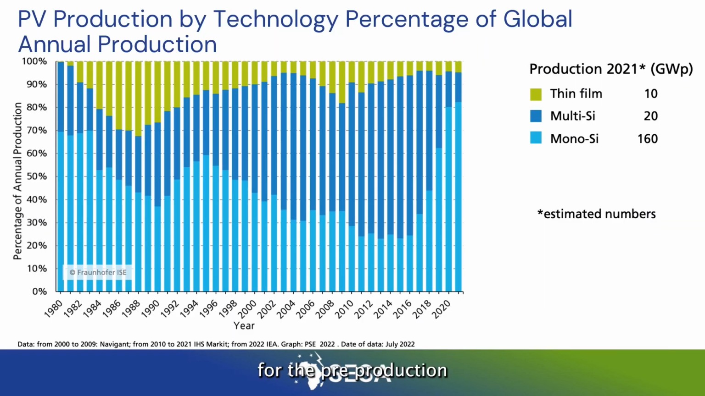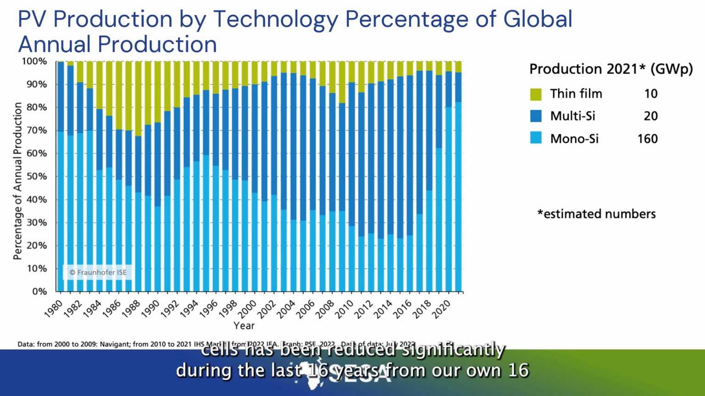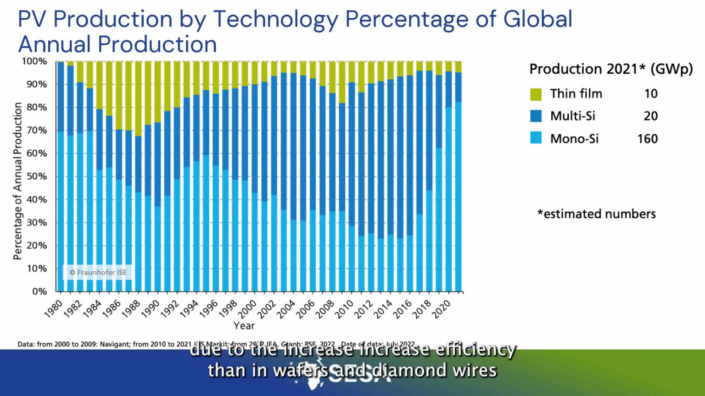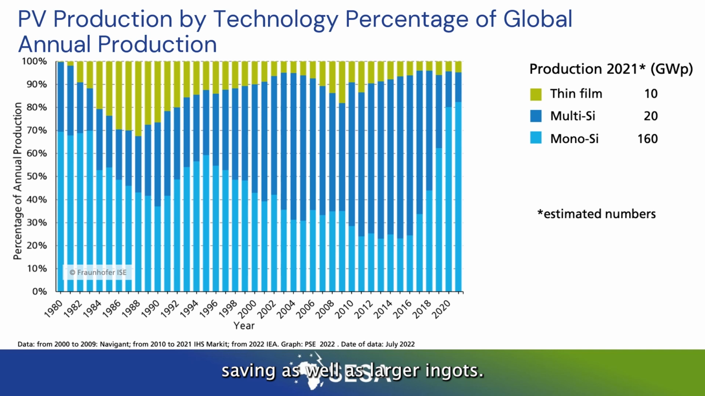For the PV production by technology, percentage of global annual production, the materials usage for silicon cells has been reduced significantly during the last 16 years, from around 16 grams per watt peak to less than 2.5 grams for the same amount of power, due to increased efficiency, thinner wafers, diamond wire savings, as well as larger ingots. The energy payback time of PV systems is dependent on the geographical location.